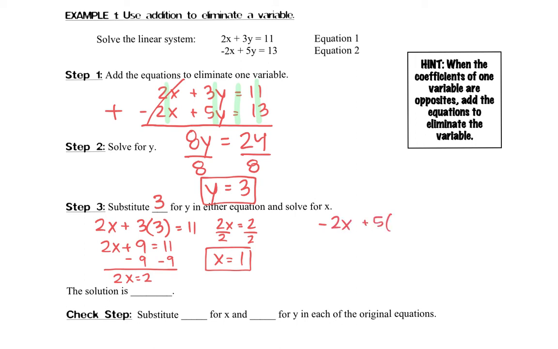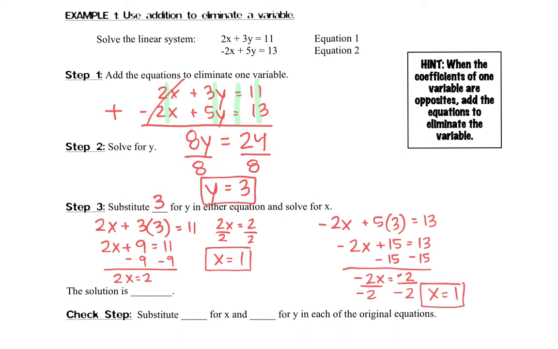Again, you don't need to plug it into both equations. I'm just trying to prove to you that it's going to work either way. So here I would multiply and then subtract 15, and I get negative 2x equals negative 2. And so when I divide by -2, I again get x equals 1, okay? I'm just showing you that no matter which equation you plug it into, x comes out the same.